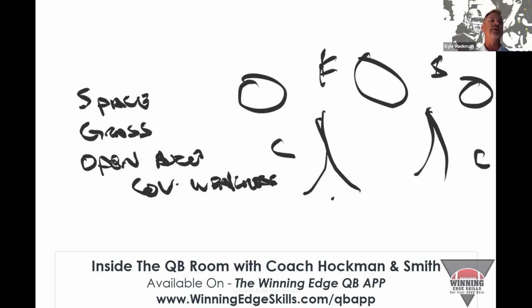If you've been studying with us, you have awareness of that. So where is the space? Where's the grass? Where's the coverage weakness? There are certain times that's all there is to it. It's that simple. There's the space. What receiver is going to run in that space? That's where I'm throwing the ball. Most of the time it gets a little bit more in depth than that, but that's the beginning.